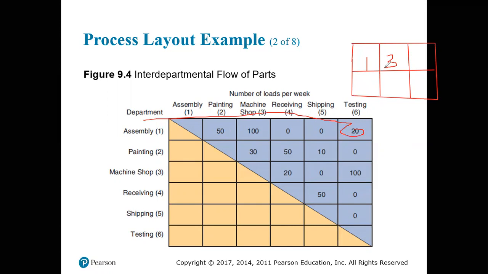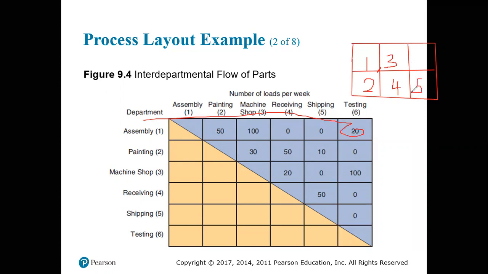Now, assembly and paint, there's also a pretty significant amount of product between the two. So I could maybe have paint over here. Now let's look at paint. The most amount of product that flows from paint goes to receiving. So I could have my receiving near paint. Paint and the machine shop, machine shop is number 3, see, that's also pretty close. Paint and shipping, it's not as much. So shipping could be, let's say maybe I'd have my shipping here.